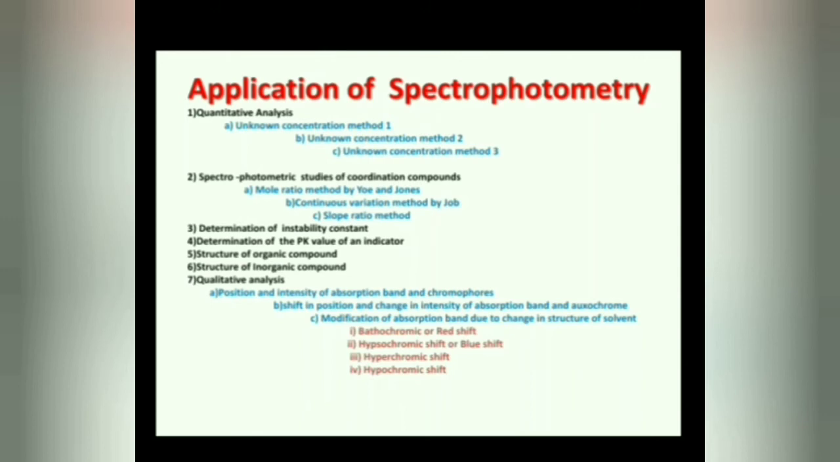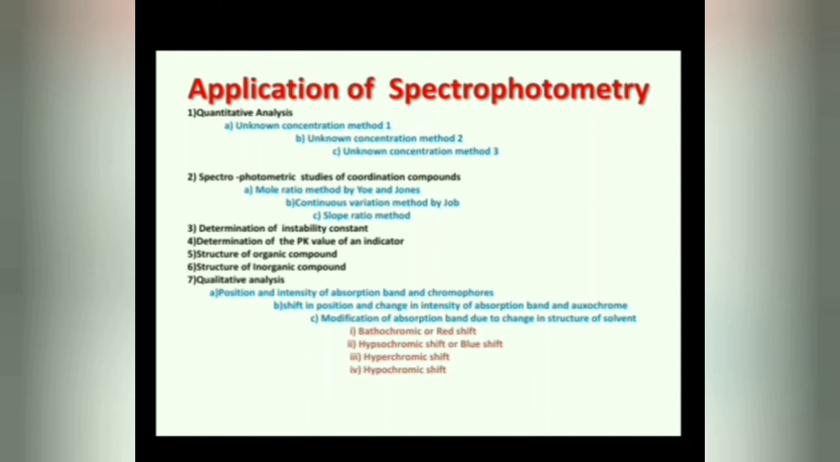Both the reactant and product exhibit a strong absorbance peak in the visible portion of the spectrum. So from this we can easily find out the concentration of each species in the solution and their pK value. So spectrophotometry is a very important technique that is useful for the determination of pK value. In the next point, we study the structure of organic compounds.